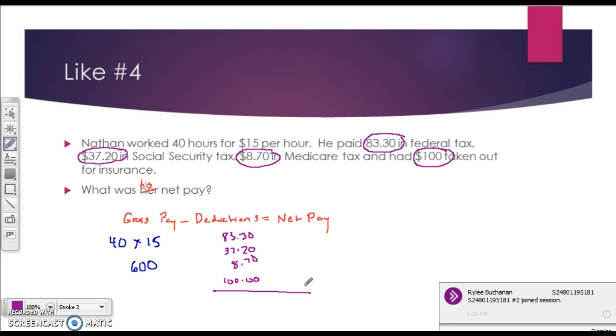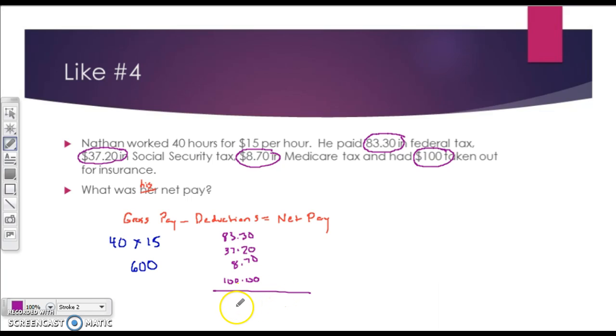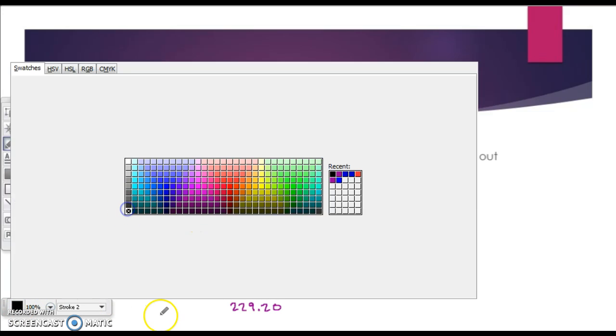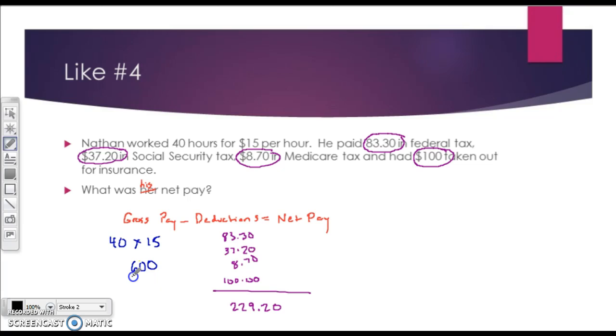So let me put that in my calculator. 83.3 plus 37.2 plus 8.7 plus 100, and I got $229.20.